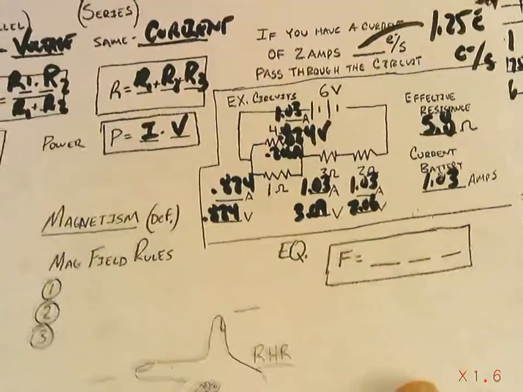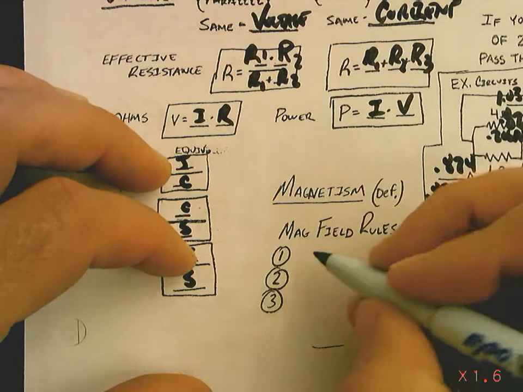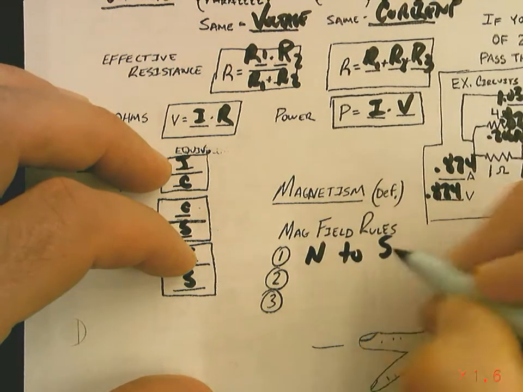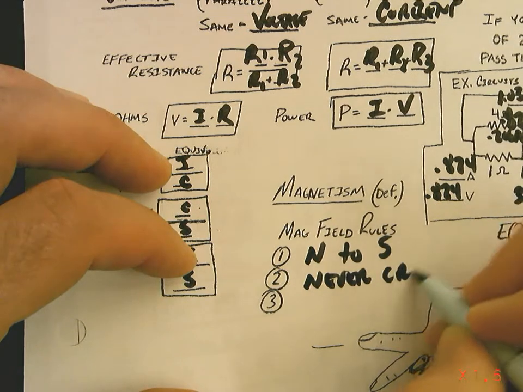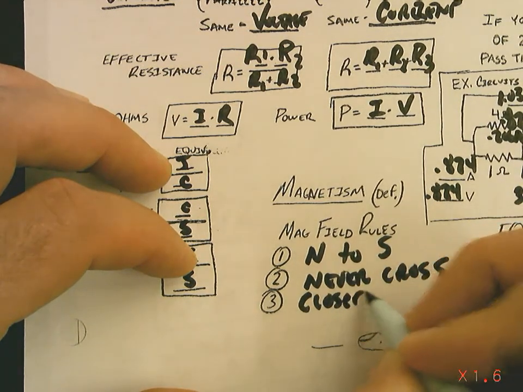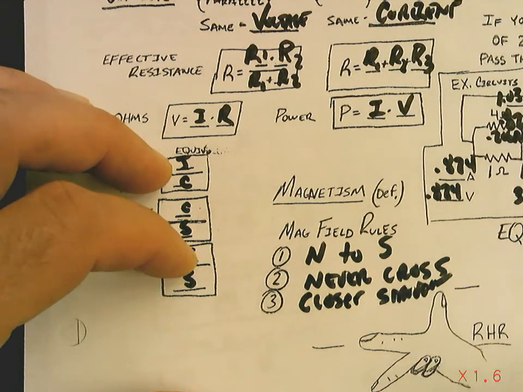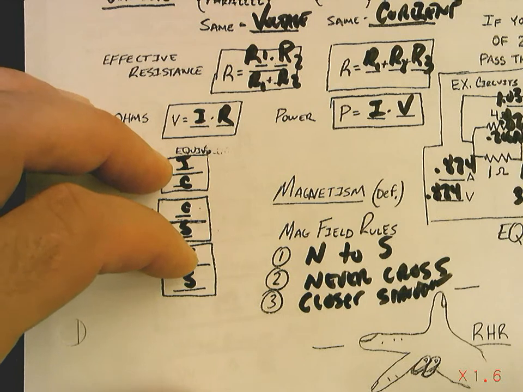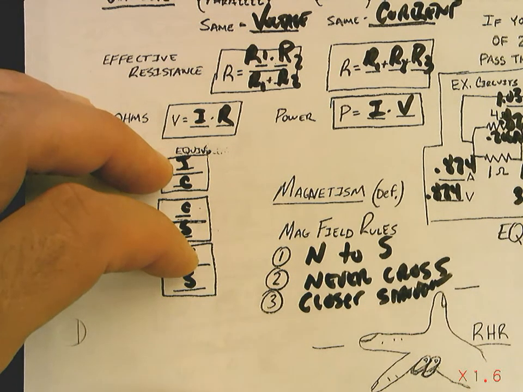Alright, so then just a few more things. Magnetism, how does it change? We go from north to south. Field lines never cross. Closer, stronger. One more thing. Magnetic field lines are always tangent. The magnetic field's always tangent to the field line.